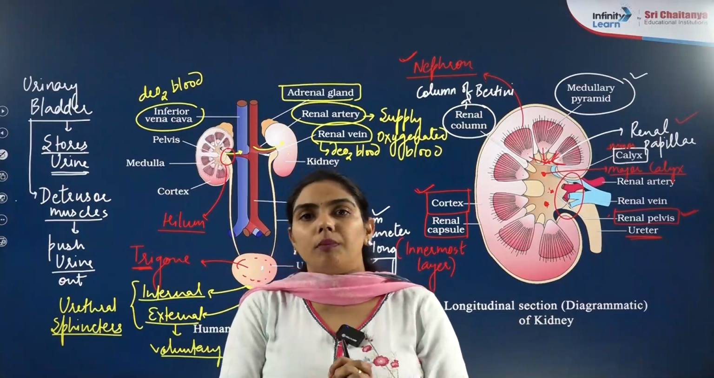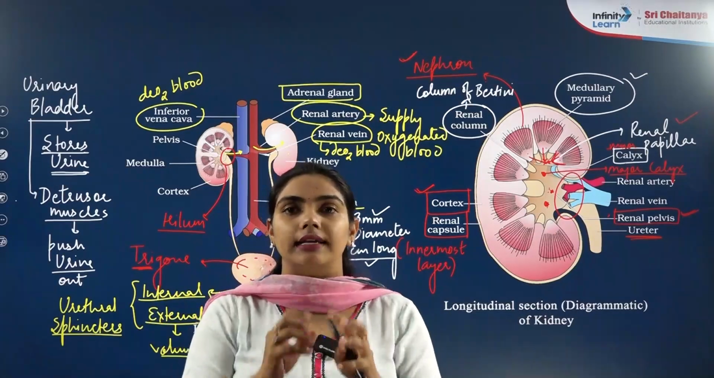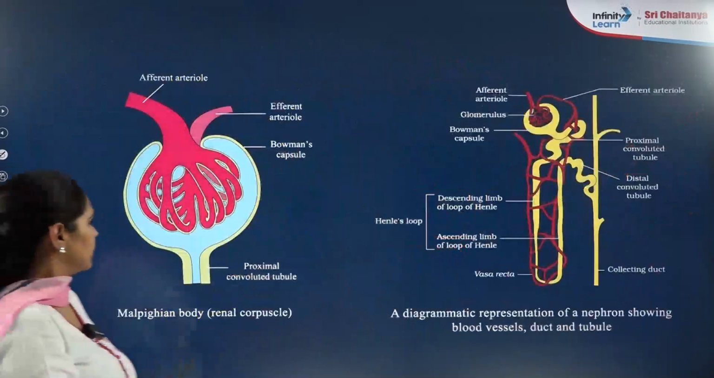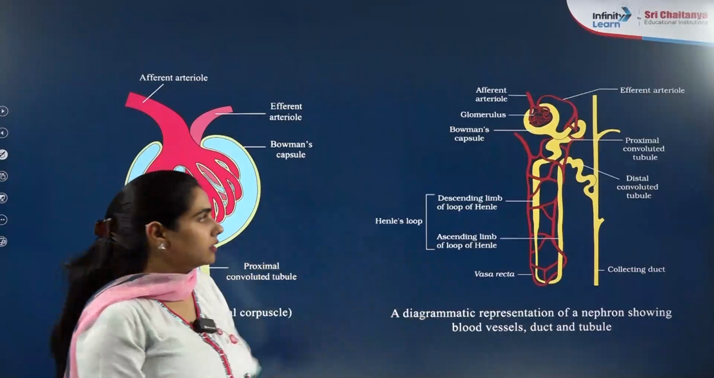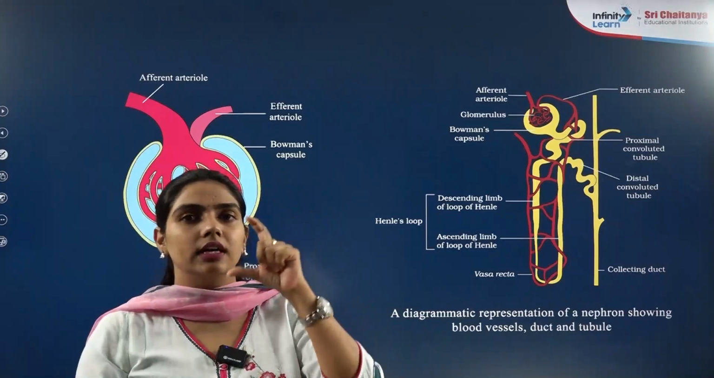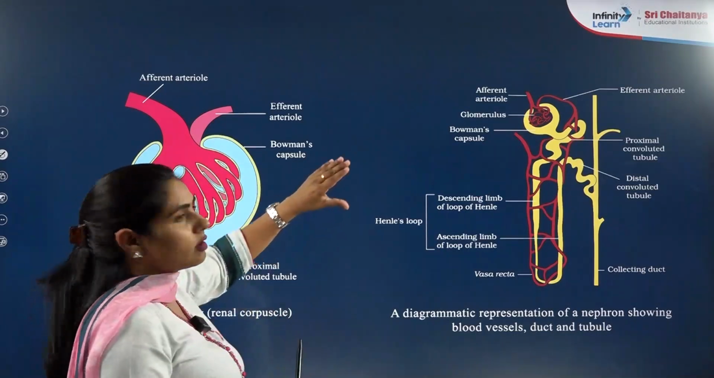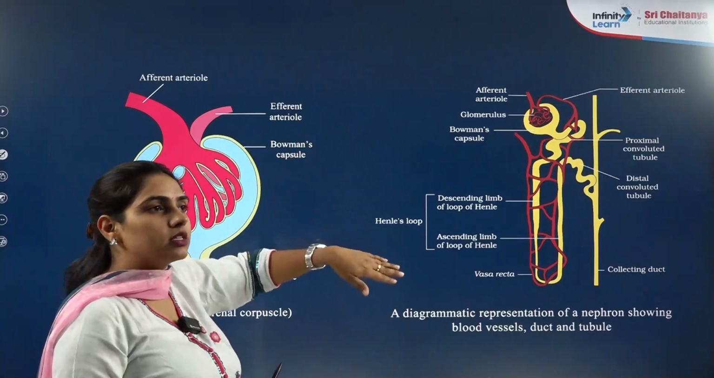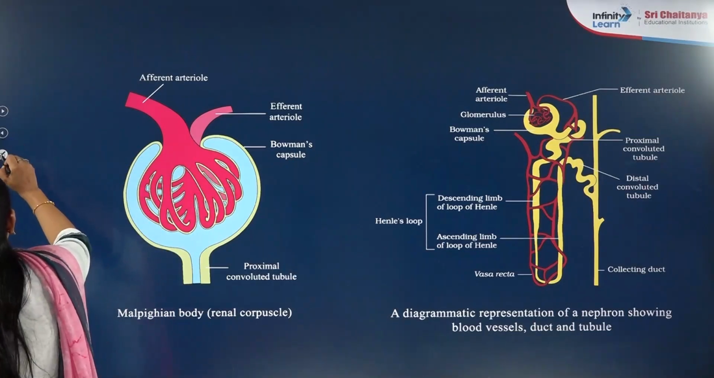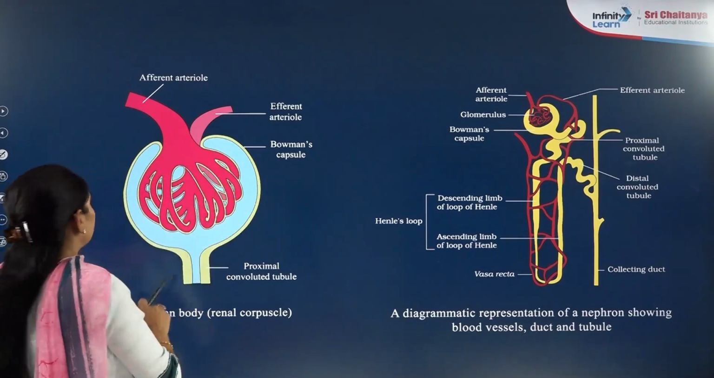Now we will talk about the very important structural and functional unit of the kidney, that is the nephron. So let us look at the nephron now. Alright, so this is a nephron you can see here. I've already told you where the nephron is present. It is present at the junction of cortex and medulla, right? So now, a few things will be present in the cortex and a few things will be present in the medulla, right? This is also a part of the nephron only.